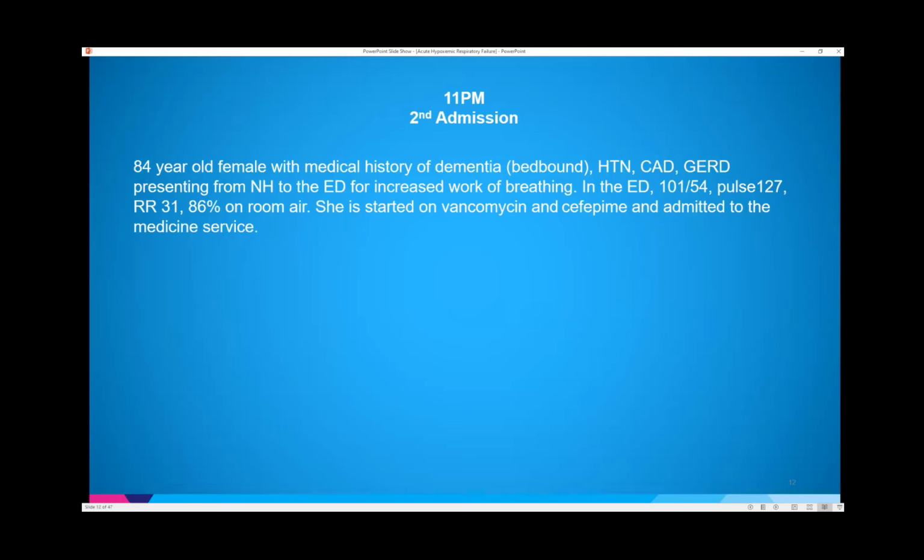So you have an 84-year-old female. She's demented, bedbound, hypertension, CAD, GERD, coming again from a nursing home, this time for increased work of breathing. In the ED, borderline hypotension, 101/54, tachycardic to 127, tachypneic to 31, and hypoxemic, 86% on room air. You'll notice I'm saying hypoxemia, not hypoxic, because we don't know if the patient is having tissue hypoxia. Right, so hypoxemic to 86%. She started on vancomycin and admitted to the medicine service for possible pneumonia.